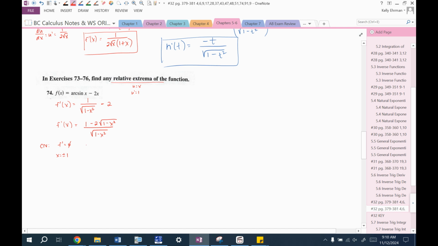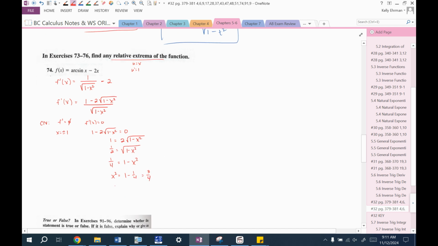So we're going to plot those. And then when f prime x is equal to 0, that's when 1 minus 2 radical 1 minus x squared is equal to 0. Let's add the 2 radical 1 minus x squared over, divide by 2, square both sides. I'm going to add x squared over here and then do 1 minus 1/4, which is 3/4. Square root, x is plus or minus radical 3 over radical 4, which is 2.